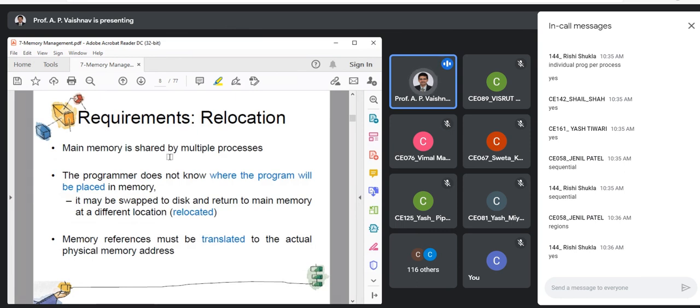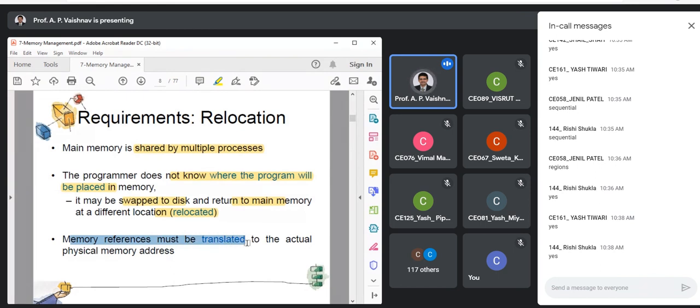So main memory is shared by multiple processes, as I said, and the programmer does not know where the program will be placed. When it is swapped out and when it returns, it may be into a different location. Understood this? This is called relocation. And when relocation happens, memory references must be translated every time, because in the program you are writing static addresses. They have to be mapped at runtime. That is called relocation.